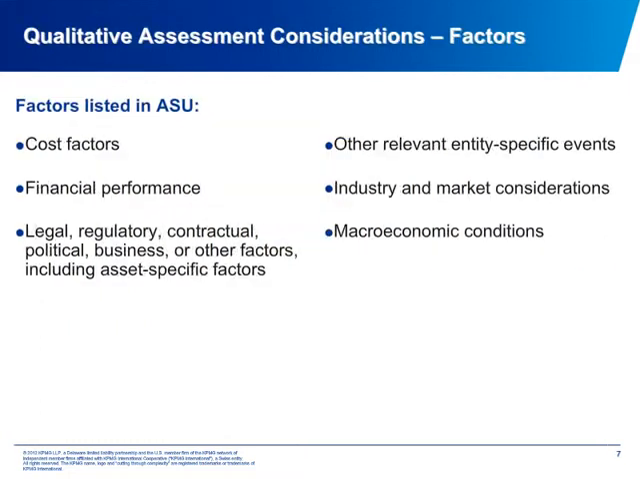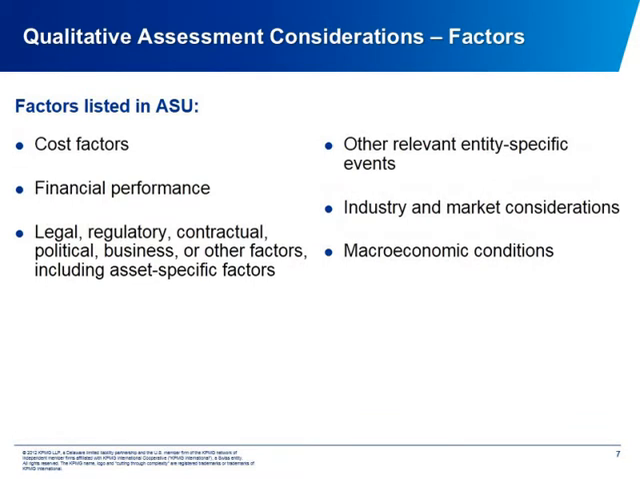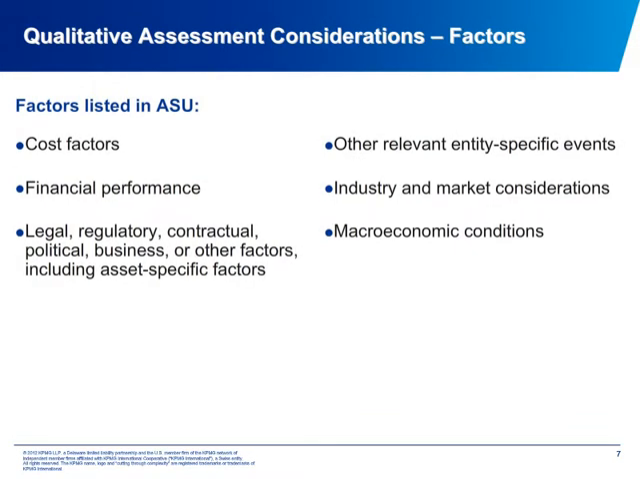in the assessment. In our discussion of Step 4, where we identify the events and circumstances that have occurred that may have impacted the key drivers for the fair value measurement, I mentioned that the ASU includes several factors to consider. These factors include cost factors, financial performance, legal, regulatory, contractual, political, business, or other factors, including asset-specific factors, other relevant entity-specific events, industry and market considerations, and macroeconomic conditions.